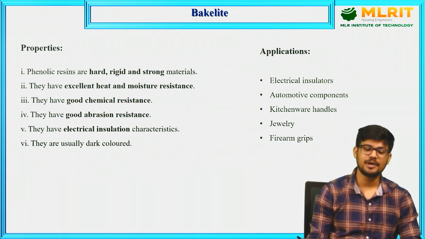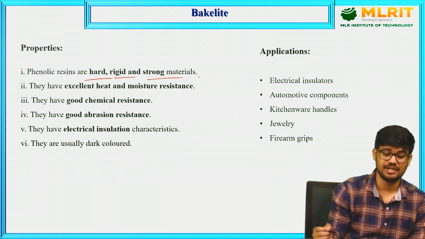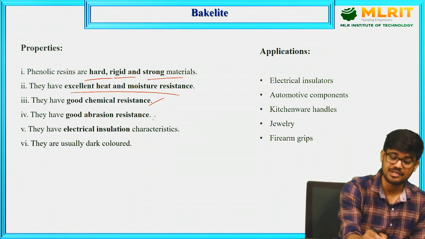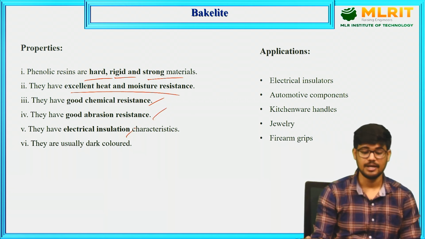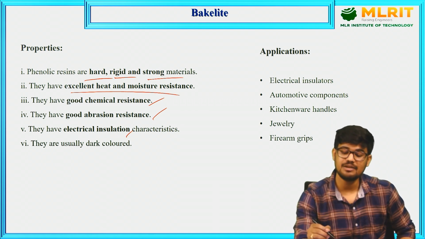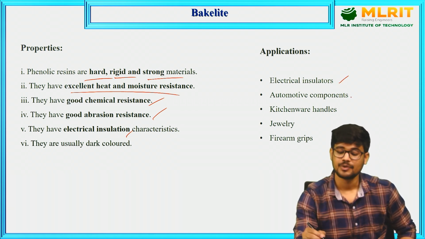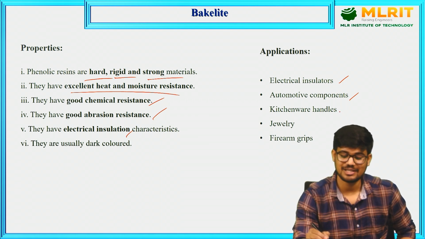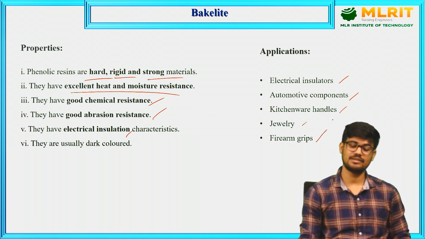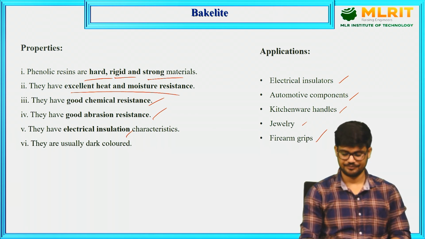So what are the properties of bakelite? It is a very hard, rigid and strong material, with excellent heat and moisture resistance, good chemical resistance, good abrasion resistance, and electrical insulation. Because of these properties, we can use this material in various fields like electrical insulators, automotive components, kitchenware handles, jewelry, firearm grips. In all these cases, we can use bakelite extensively.